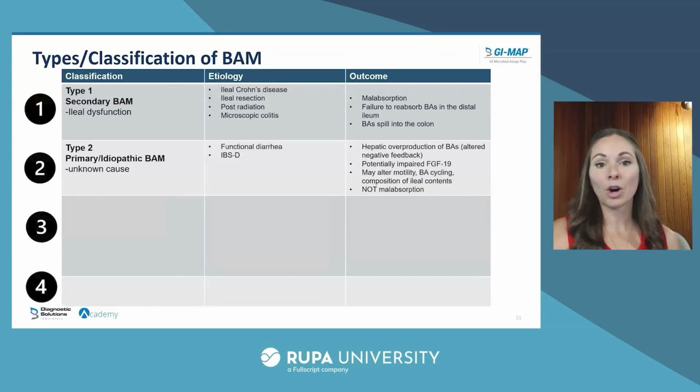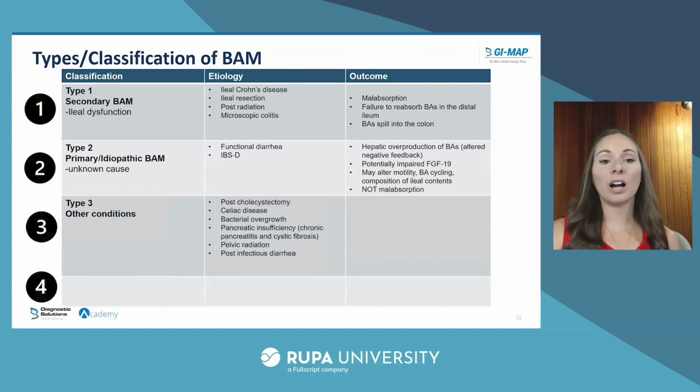It's actually hepatic overproduction, an alteration of that negative feedback loop that we just talked about. And this can be potentially from impairment of that molecule that I talked about, FGF19. That's the one that circles back to the liver and inhibits or stops bile acid synthesis when we have them in the colon. And so this can alter motility, the cycling of our bile acids, and really here, it's not malabsorption, but overproduction.